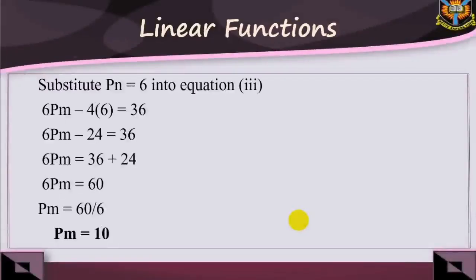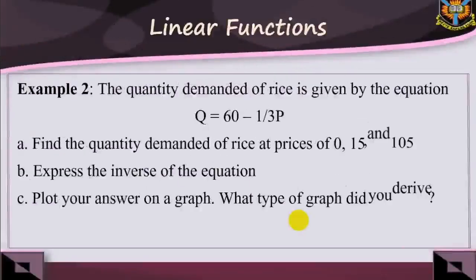Substitute PN equals 6 into equation 3. So we have 6PM minus 4 of 6 equals 36. 6PM minus 24 equals 36. 6PM equals 36 plus 24. 6PM equals 60. PM equals 60 over 6. PM equals 10.